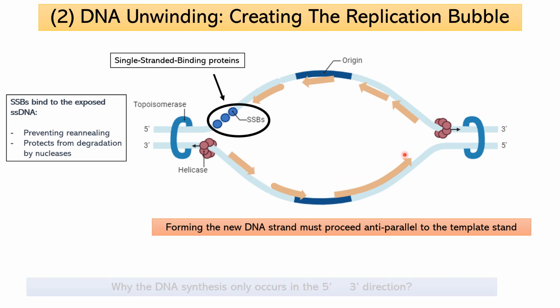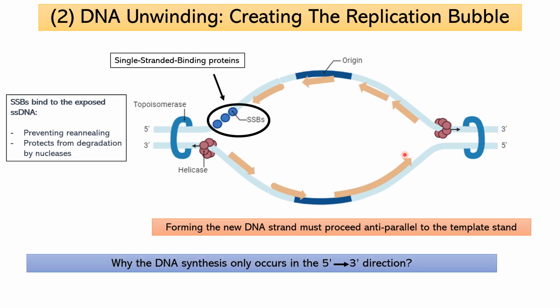strand to the 3 prime on the new strand here. So the question now is, why does DNA synthesis always occur from the 5 prime to the 3 prime? You need to understand what the 5 prime and the 3 prime mean to understand why DNA synthesis only occurs in that direction. And that's what we're going to cover now.